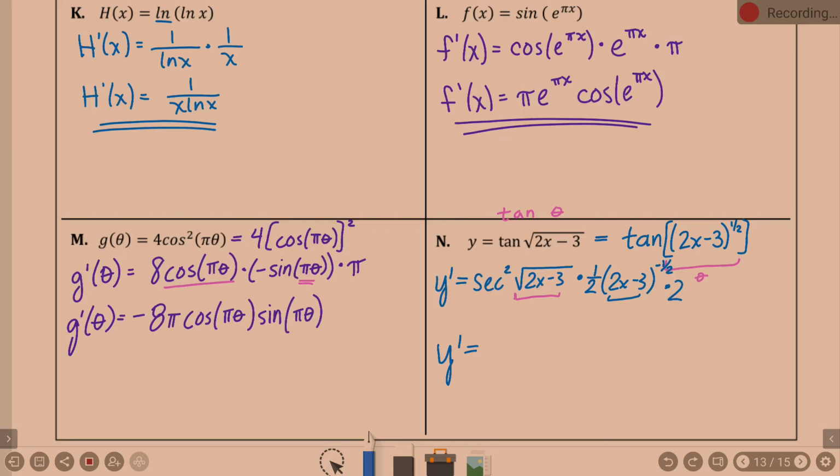So the powers can't cancel, because this square root of 2x minus 3 is the variable of secant. It cannot separate from secant. So I can have a secant squared, square root of 2x minus 3. That negative exponent can send me to the denominator and have a square root of 2x minus 3 in the denominator.